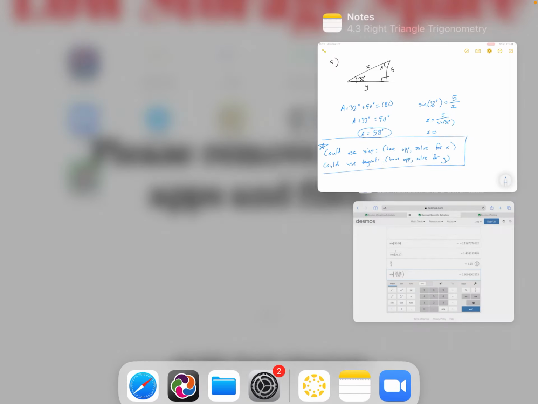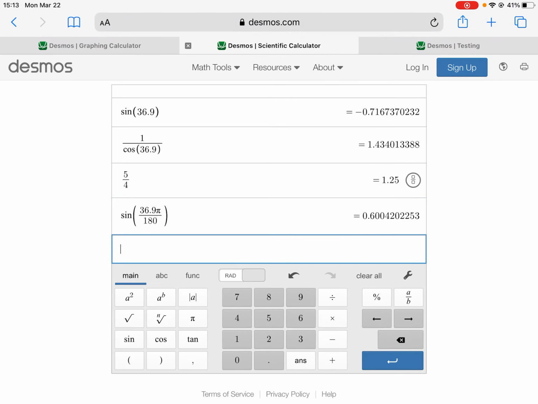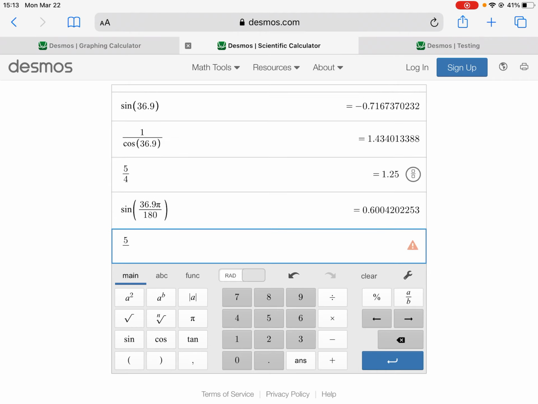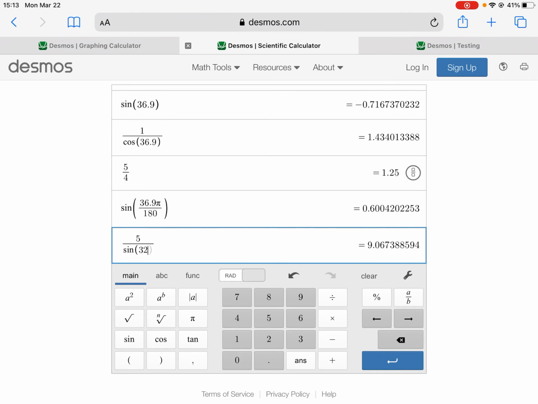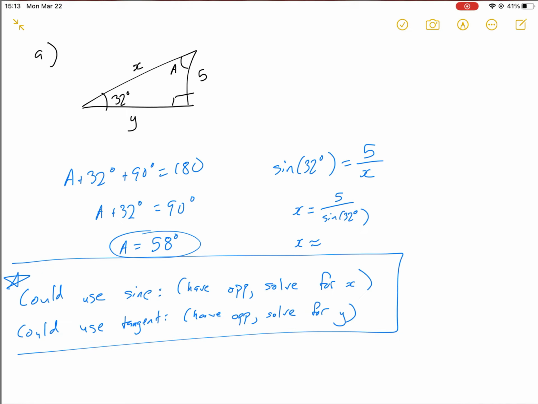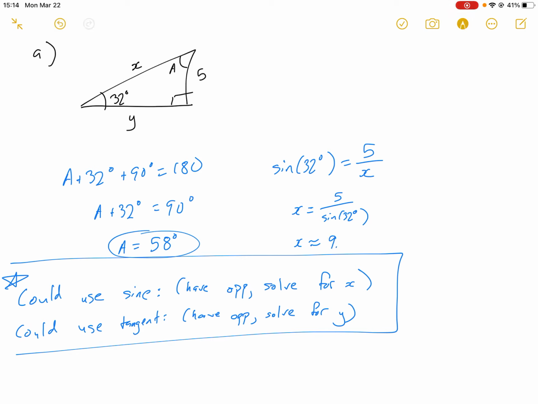Let's go ahead and use our calculator here. 5 divided by sine of 32. Now notice I am going to have an issue here because I'm in radians mode and I'm using 32 degrees. So let's go ahead and switch to degrees. Notice how the answer actually does change. Not a lot in this case, but it does change. So we'll do 9.435. Let's just do one decimal place. So we'll say 9.4.